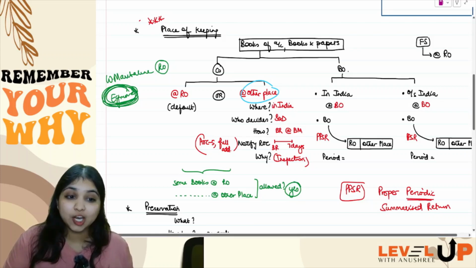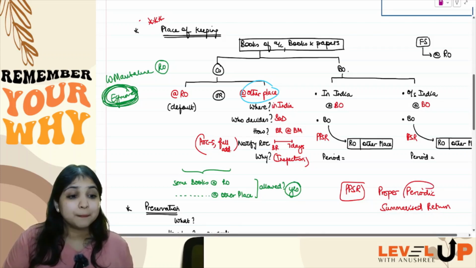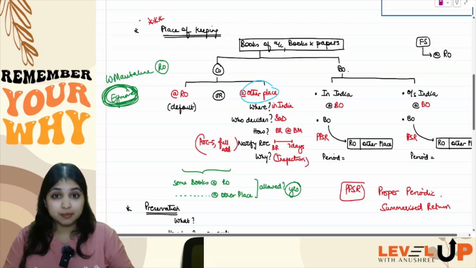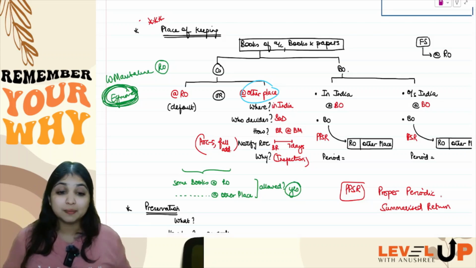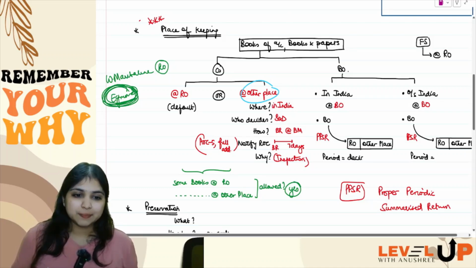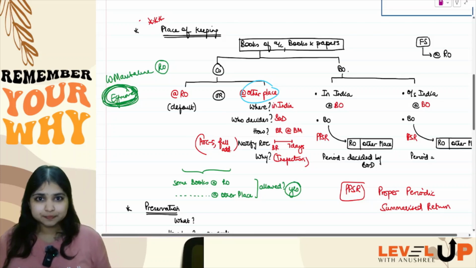Okay, what will the branch send? Proper, periodic, summarized return. Periodic. What should the period be? Every 15 days, every month, every quarter, what should the period be? Period is not mentioned. So period, who will decide, guys? Period will be decided by the board of directors. Whatever they decide, that will be the period.